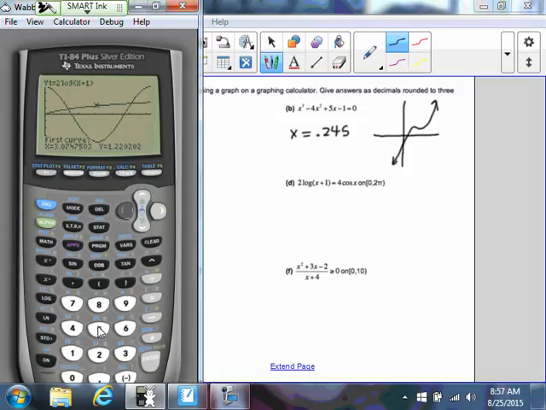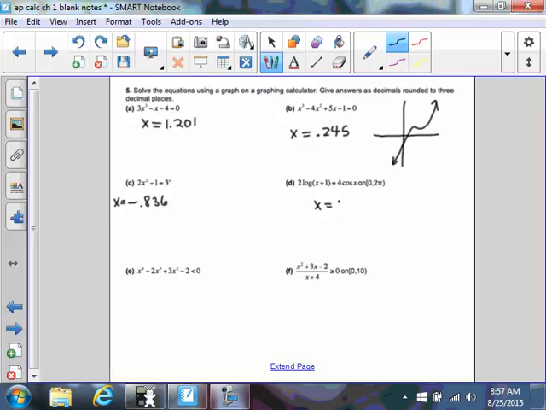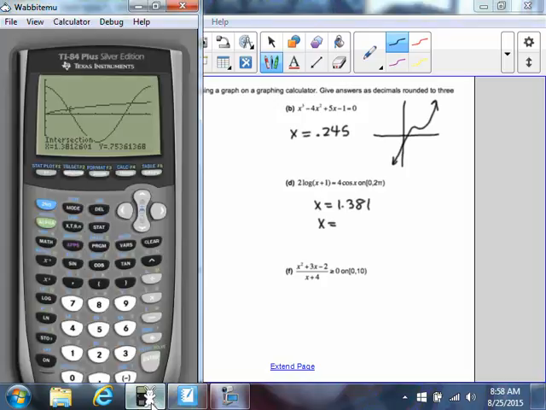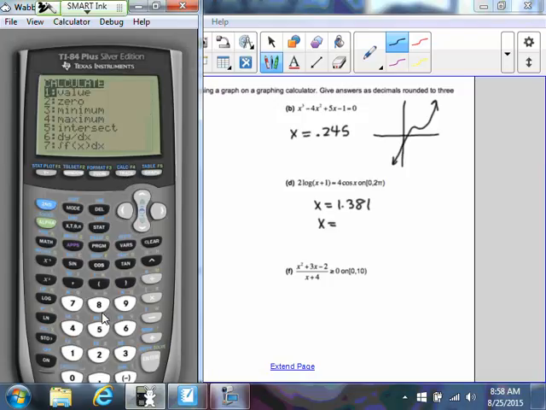So how about I find the first one, you find the second one over there. So I'm going to trace here to get the first one. All right, so the first one's 1.381. Everybody get the second one? What'd you get? I'll go ahead and start it.